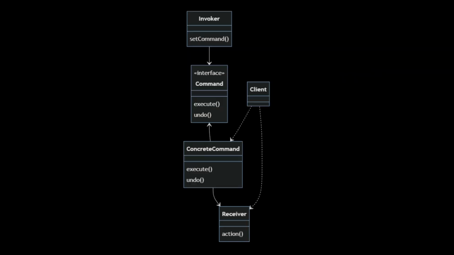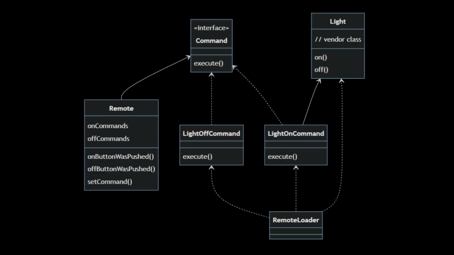And lastly, there is an invoker, which is in our case the common remote, the purpose of which is to make use of these commands to do some action. Here is a comprehensive class diagram for our common remote control. The remote is the invoker, light off and light on commands are the concrete commands, the light is the receiver, and remote loader is the client.